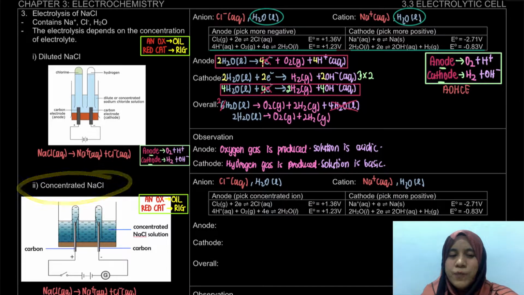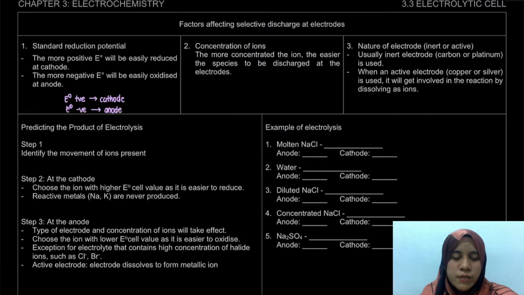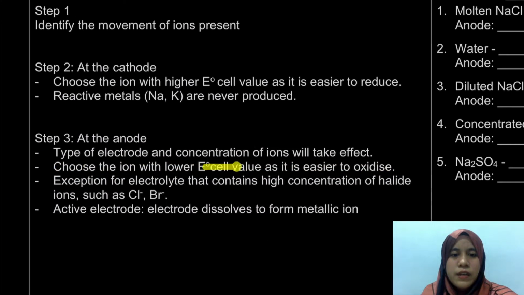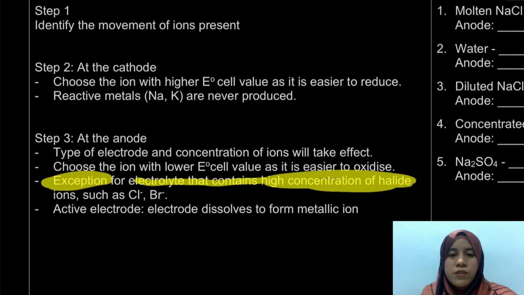When we look at step 3 at the anode, there is actually an exception. Even though, based on the basis, we will take the one with the negative one, for the exception, there is a high concentration of halide.